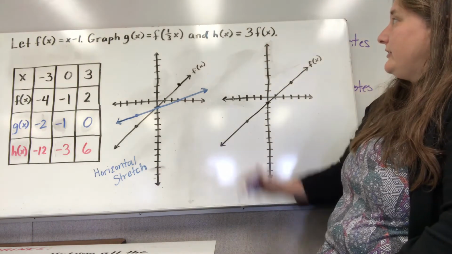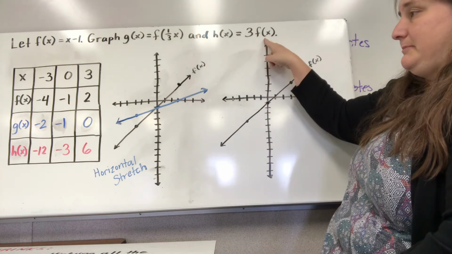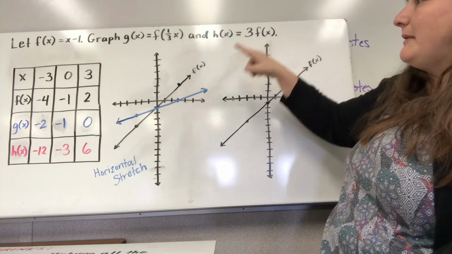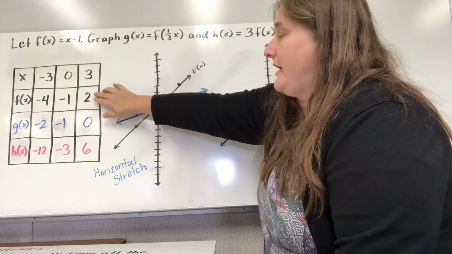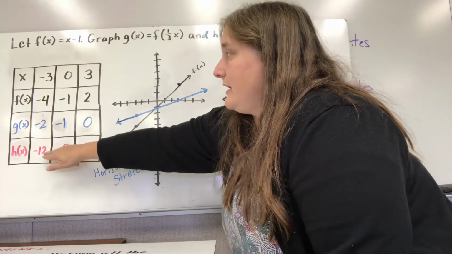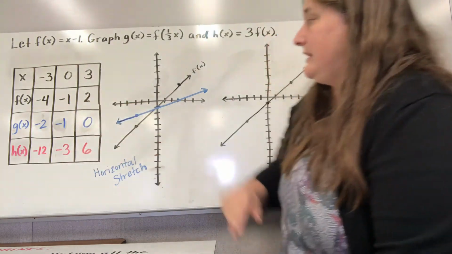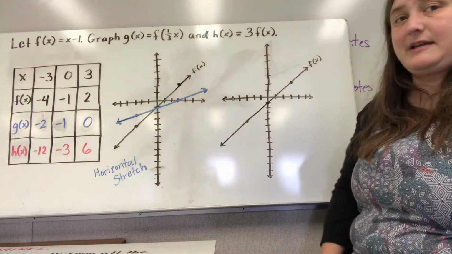So let's take a look at this guy. So this was multiplying our outputs by 3. So I took all of my outputs from my original f of x and multiplied them by 3. So I got negative 4 went to negative 12, negative 1 went to negative 3, and 2 went to 6. So let's try putting these guys on the graph.